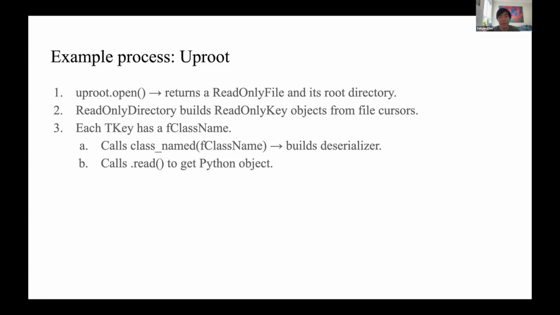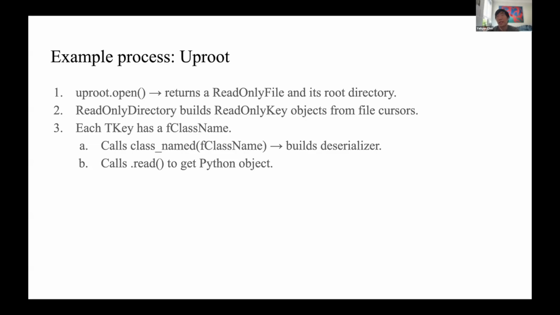So when you call open, it creates a read-only file and returns the root directory, and that in turn builds key objects from the file cursors, and each key has a class name, like ttree. And lastly, they call a class _named, which builds a deserializer class.